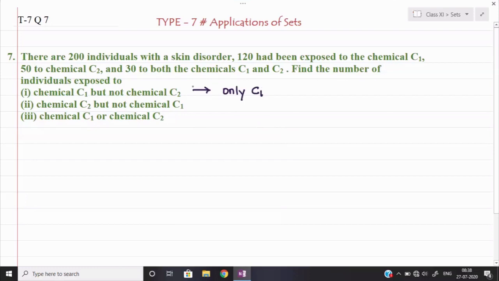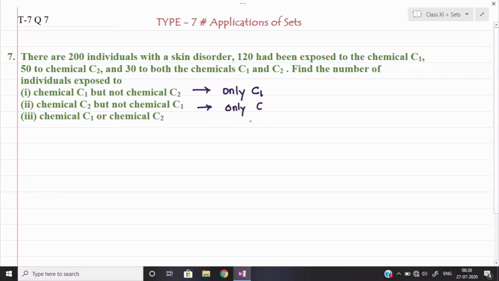Similarly, here they are asking for only C2, because C1 should not be there. And the last one, as I have told you earlier, "or" always means union. So here they are asking for C1 union C2. This is the value they are asking for. In this question, we shall first find each part one by one. Let's see how it can be done.